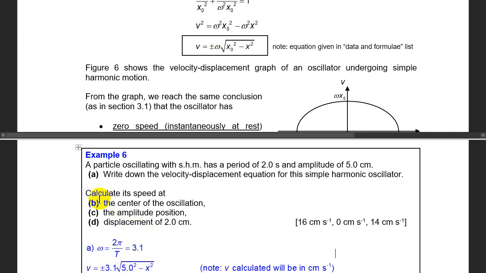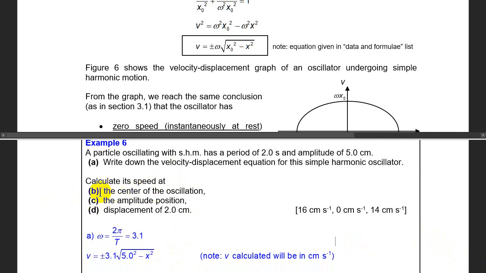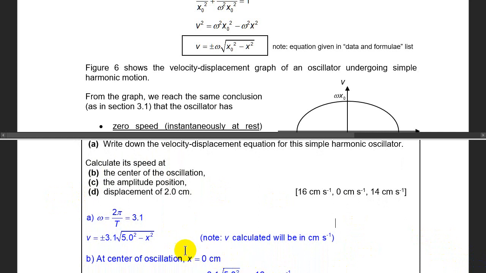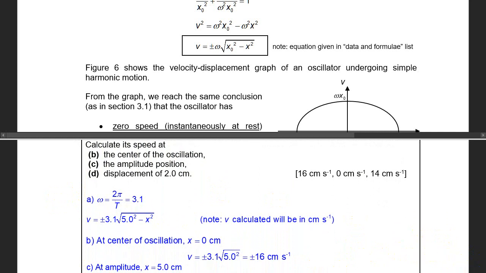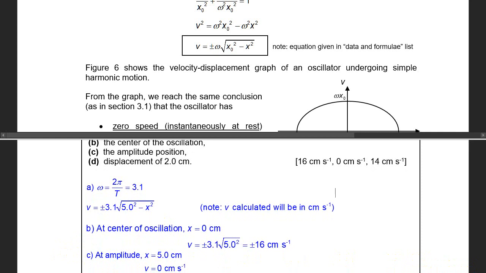Then part B, part C, part D: calculate the speed. We use this formula and sub in the values to calculate the speed at the various positions. So part B, at the center of the oscillation. At the center of oscillation, we know that the displacement is 0. So we sub in 0 into this equation, and that's what we get: 5.0 squared minus 0 squared. We work it out, and you get plus minus 16 cm per second.